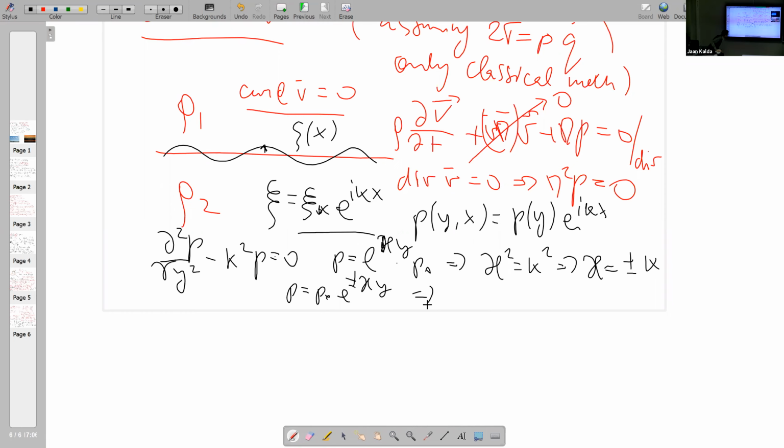So if Y is vertical, then this must go to P naught e to the minus kappa modulus of Y. So it must decay to either side of the interface. And now we are going to express kinetic and potential energies.